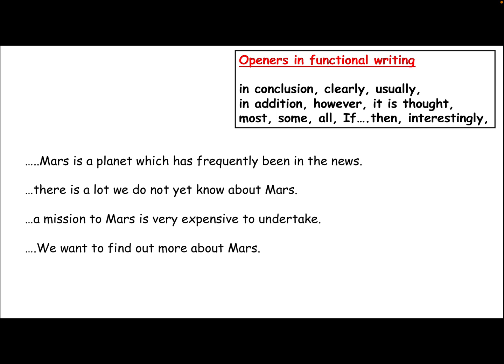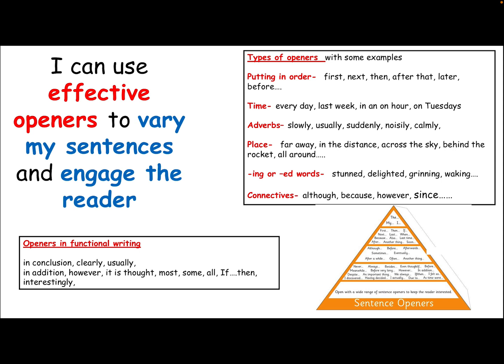So if you have that finished, you can also take a picture of that, which can be submitted as your work from this task. Now, let's just finish off with checking again what our success criteria was. So we're looking to use effective openers to vary your sentences and to engage the reader. So far what you've done is you've looked at examples of different openers. You now should be very clear about what an opener is, that it's the word or the phrase that you use to start a sentence.